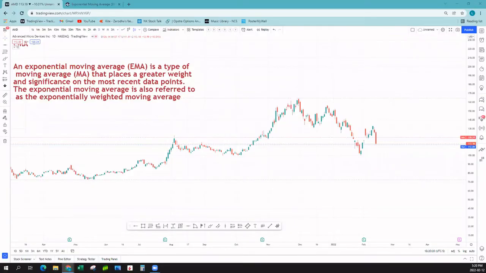Guys, welcome to my channel, and today we're going to talk about the EMA and how we can use the exponential moving average for your day trading as well as swing trading. So I just wrote down the definition from Investopedia.